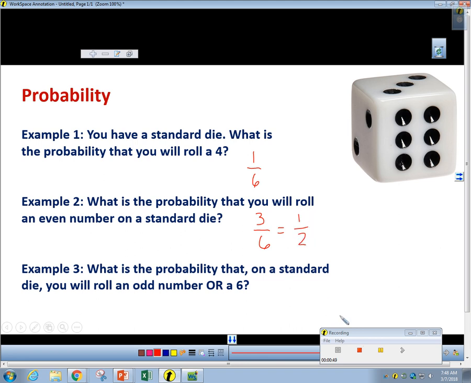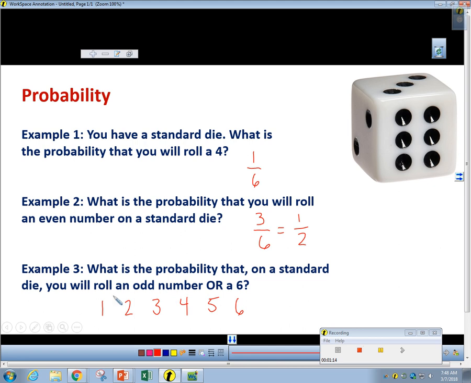Again, pretty straightforward. Example 3. What is the probability that on our standard die we will roll an odd number or a 6? So either one of these things is okay. The way I like to look at these is just think of all my possibilities. I have 1, 2, 3, 4, 5, and 6. I just go through these one by one and see if they fit one of these categories.